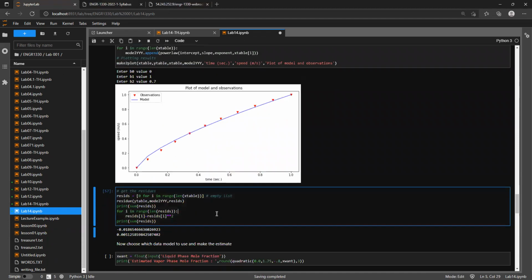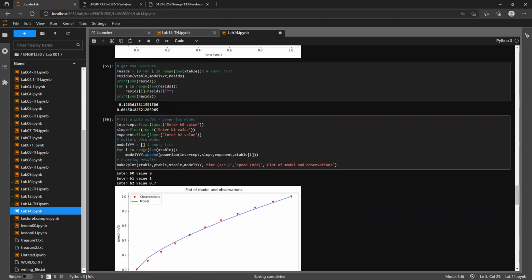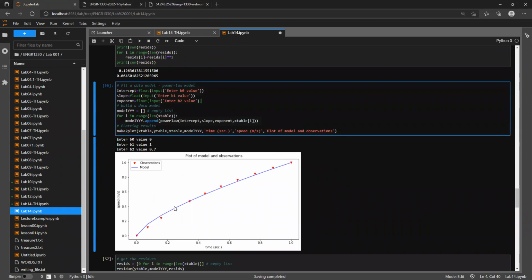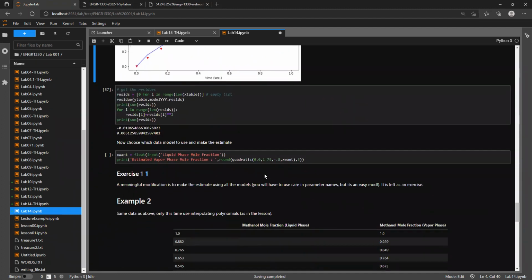All right. So based on the fact that I put in numbers from you guys, you seem to grasp the process here. The process is start out with something basic and try tweaking one of the values to get to where you want to go. Let's see, exercise. Okay, now choose which data model to use and make the estimate.